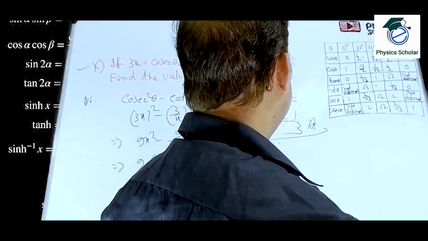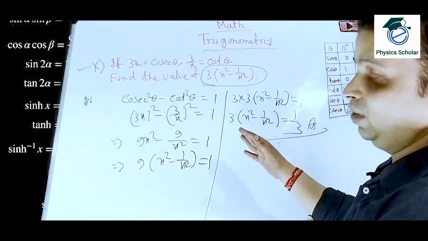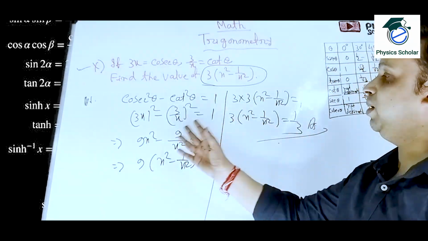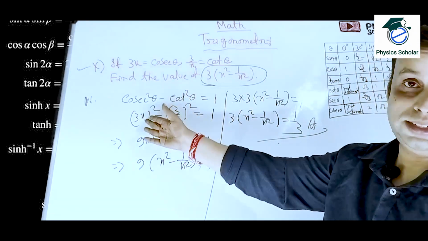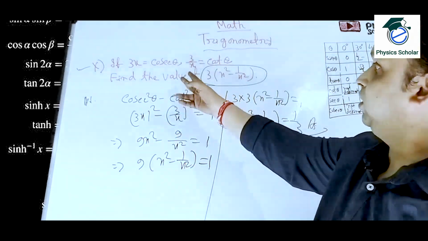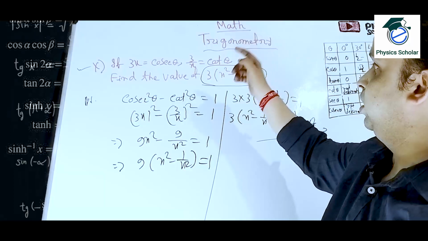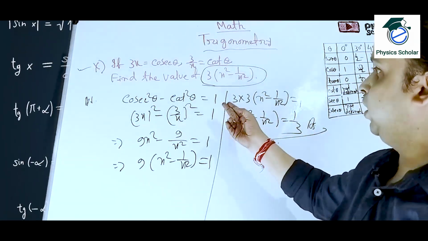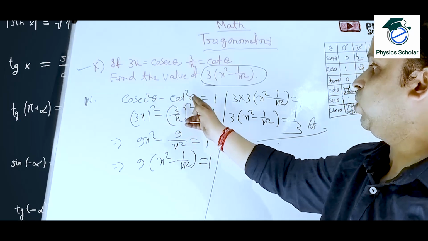So see, if you don't know how to do a sum, you will face problems in the examination hall. Clear? The sum is very easy if you know how to do it. Okay? So 3x is given, and 3 by x is given. We have to find out 3 into x square minus 1 by x square. Okay? So now what do we know? Cosec square theta minus cot square theta is equal to 1.